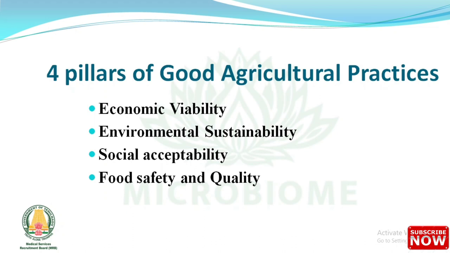And next about four pillars of good agricultural practices: economic viability, environmental sustainability, social acceptability, and food safety and quality.